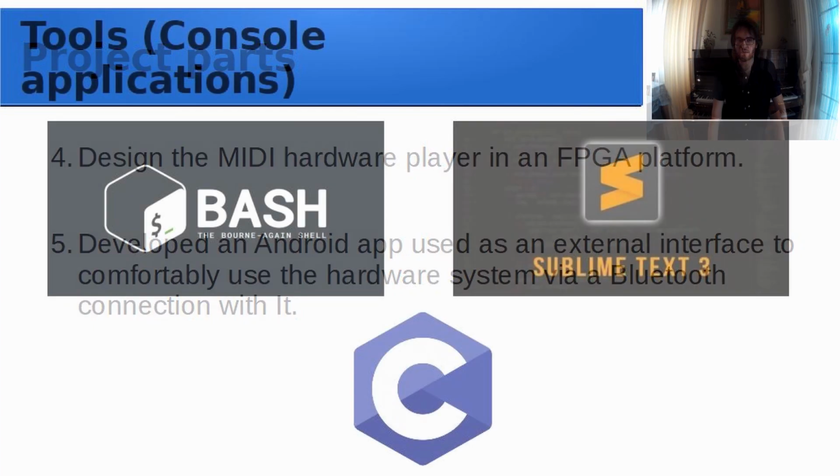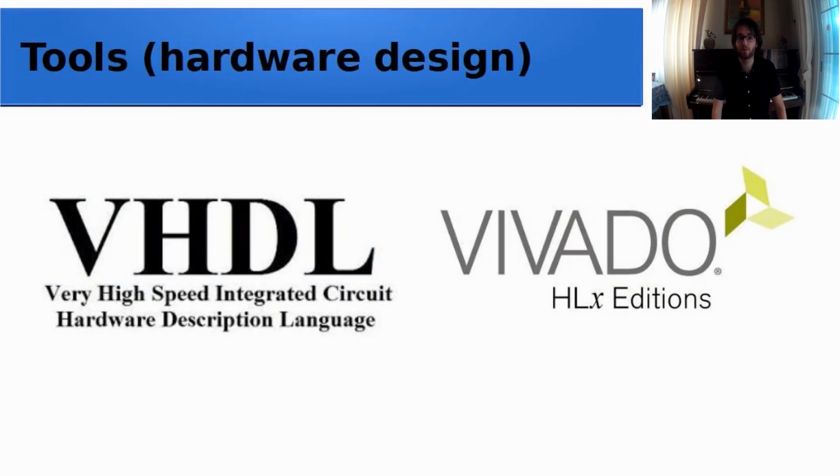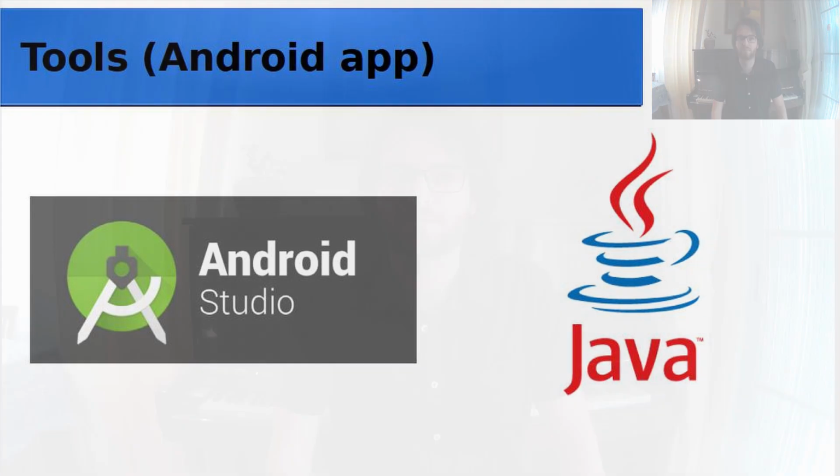The tools I have used in this project are the Linux command shell, Sublime Text 3, and the language C to develop the console application. To develop the hardware design, I used the Xilinx XOHW20 2018.2 environment and the language VHDL. Lastly, to develop the Android app, I used Android Studio and Java.